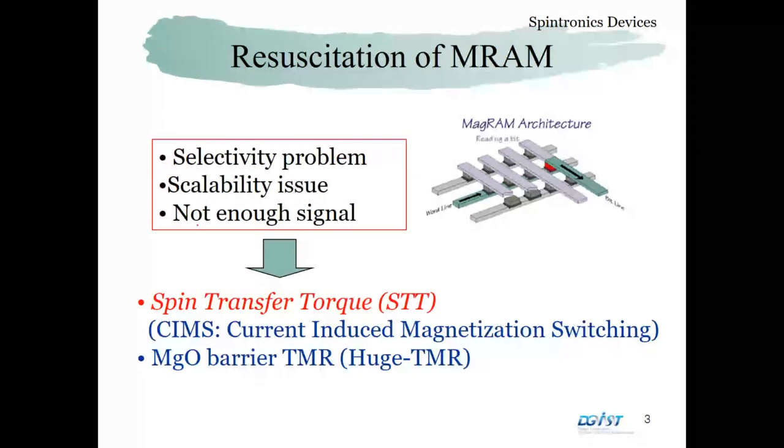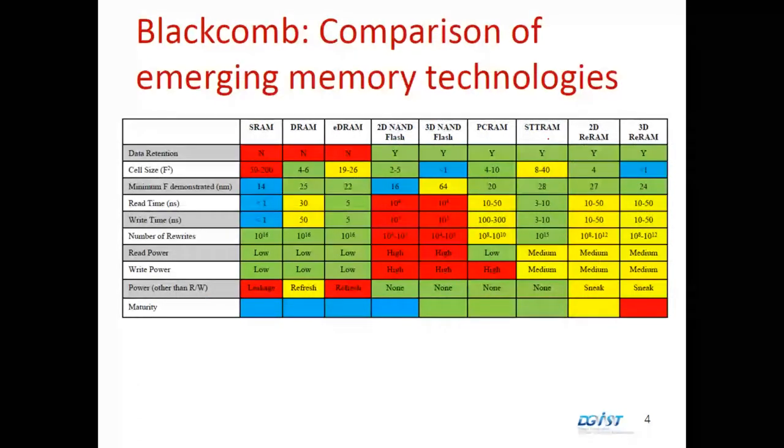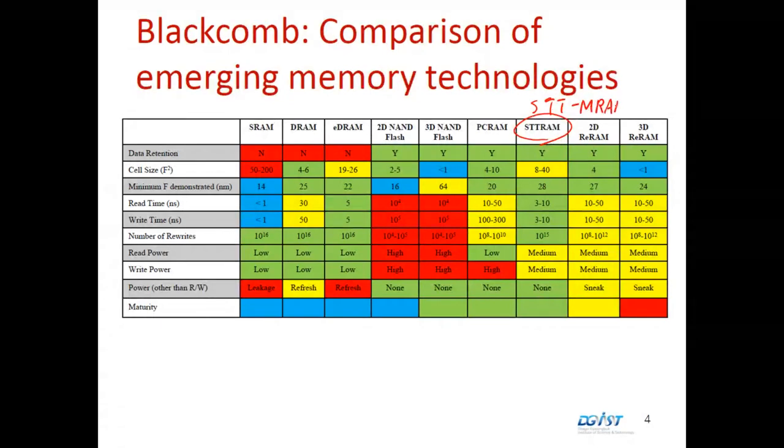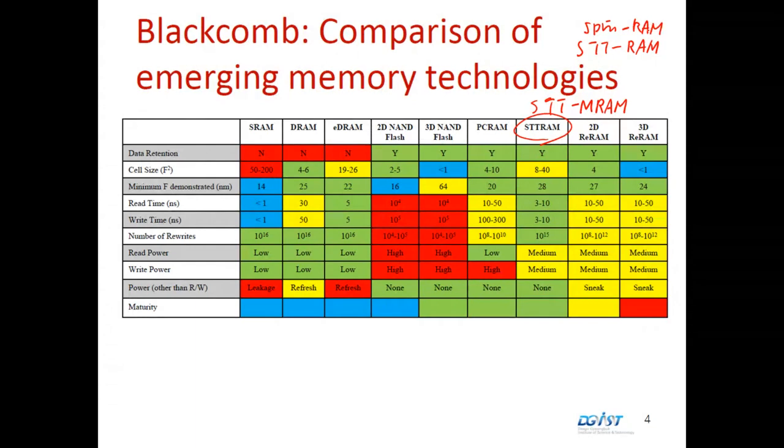So as I said, there are many problems: the selectivity, the scalability, and not enough signal. The signal problem is solved by the MgO barrier, and this STT technology can solve these 2 problems also. So with this STT MRAM, many people call it STT MRAM or just STT-RAM or spin RAM. There are many similar names, but they all mean the same thing.